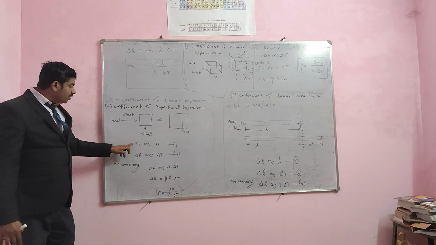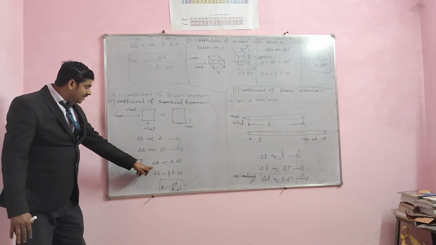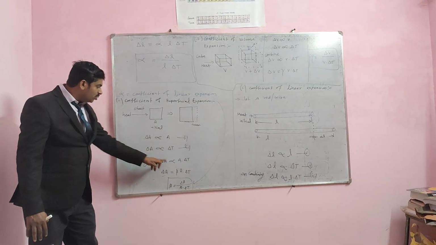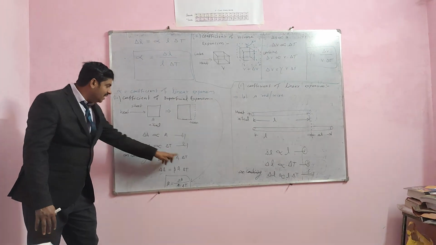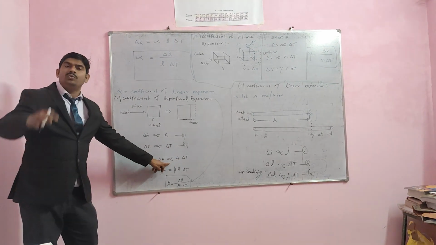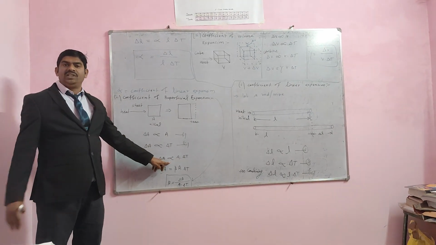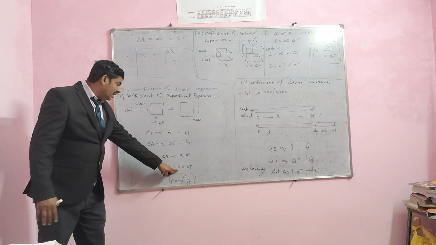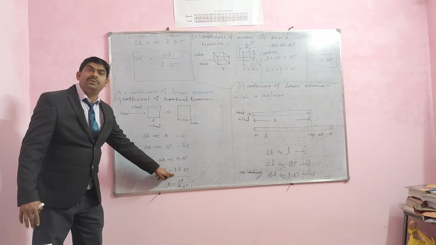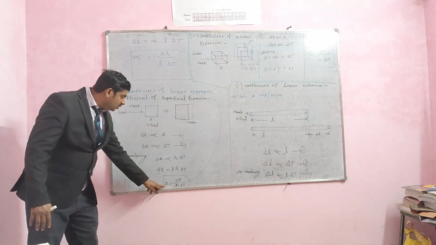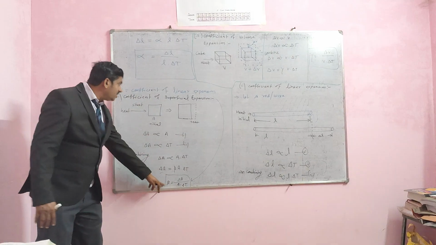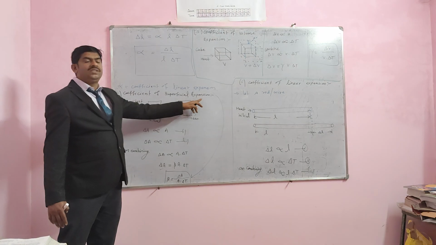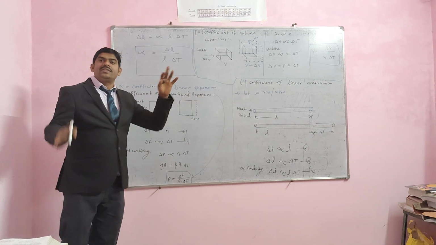If we combine both equations, del A is common, proportional is common, A is here and del T is here. If you remove the proportionality sign again, you will get another proportionality constant, beta. That beta is equal to del A upon A into del T. This beta is the coefficient of superficial expansion.